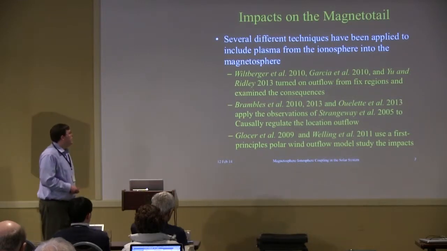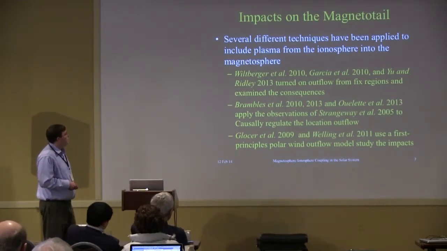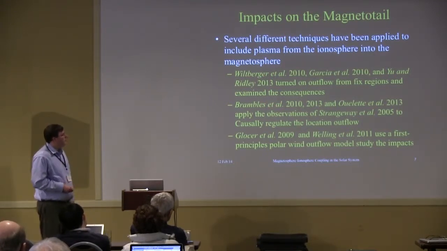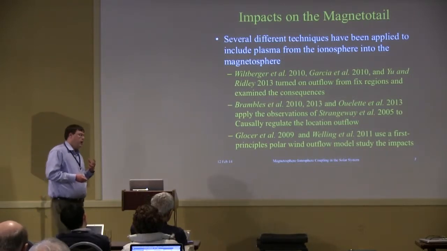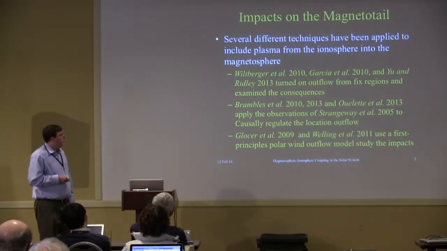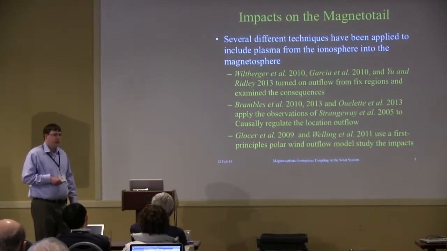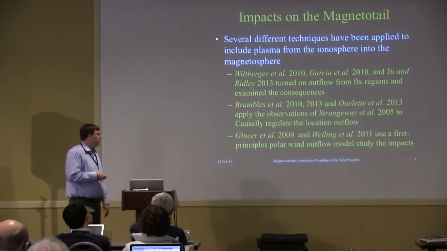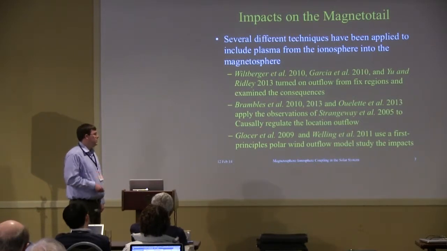So I'm going to talk about the impacts on the magnetosphere and the magnetotail, focusing on basically three different classes of studies. I'm going to start with some simple numerical experiments where outflow was specified to come from fixed regions. And then I'm going to move on to experiments where empirical relationships derived from FAST data were used to come up with causal regulation conditions for the outflow flux and its location.